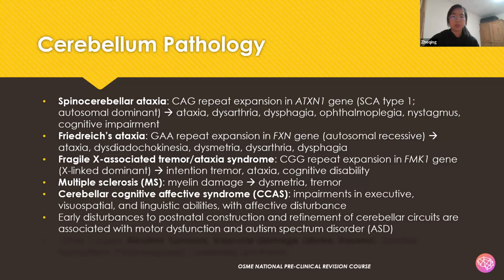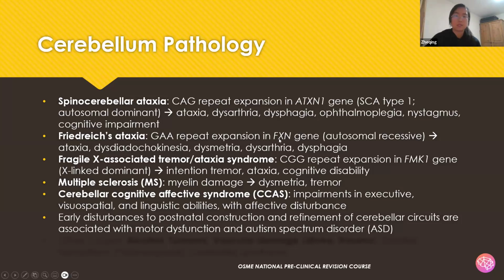An interesting one is CCAS, or cerebellar cognitive affective syndrome. It's interesting because there's a cognitive component as well. It highlights the connection between the cerebellum and other functions and circuitry in the brain, so it's not just involved in motor function, but also in learning.